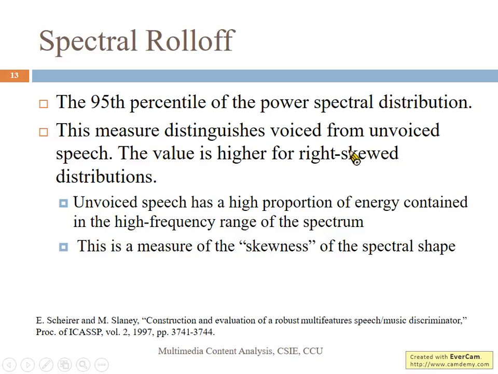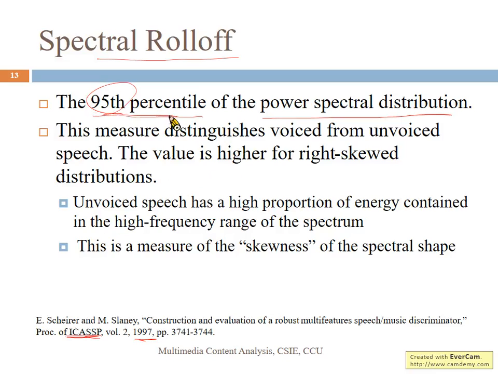The next one is called Spectral Rolloff. These features were proposed in 1997 in the proceedings of ICASSP, the IEEE Conference on Acoustics, Speech and Signal Processing. The definition of spectral rolloff is the 95th percentile of the power spectrum distribution, and this measure distinguishes voiced from unvoiced speech. The value is higher for right skew distribution.